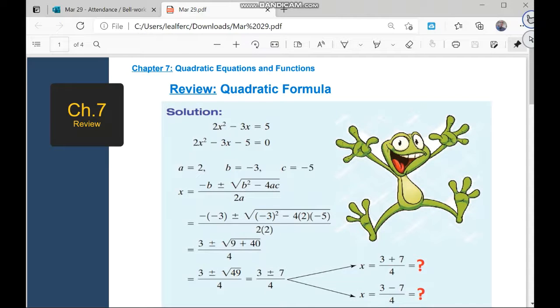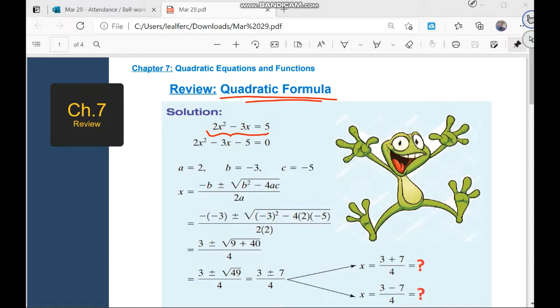let's review. Let's review because last Friday we started working on the quadratic formula to solve quadratic equations and functions, right? Last Friday we worked on this example. The equation is 2x squared minus 3x equals 5, and we want to find the solution. We want to apply the quadratic formula to solve this equation.